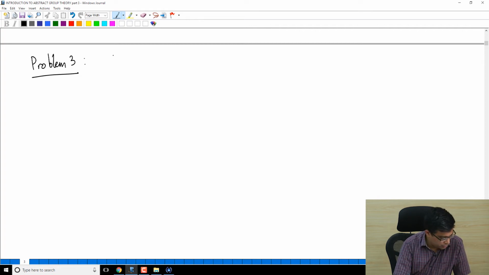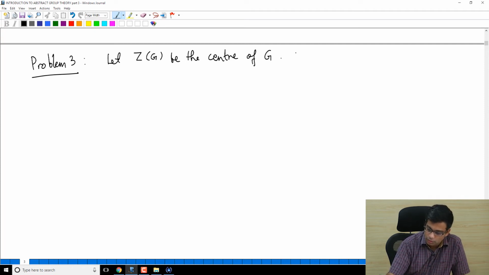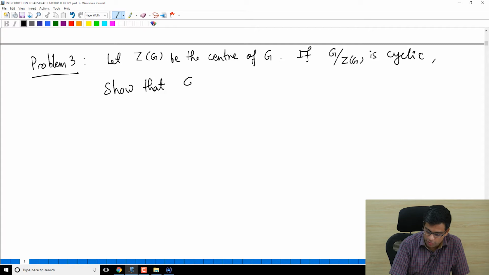Let ZG be the center of G. If G mod the center is cyclic, show that G is abelian.